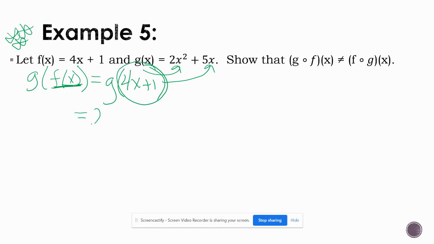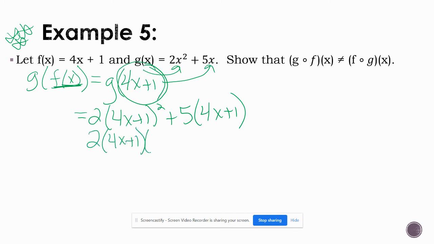Okay. 2 times 4x plus 1 squared plus 5 times 4x plus 1. So we need to simplify this. Please, please, please remember that you cannot just distribute a square when we have adding stuff in here. This really means 4x plus 1 times 4x plus 1. And then when we're done with that, multiply by 2. We can distribute over here. 5 times 4x is 20x, and 5 times 1 is 5.